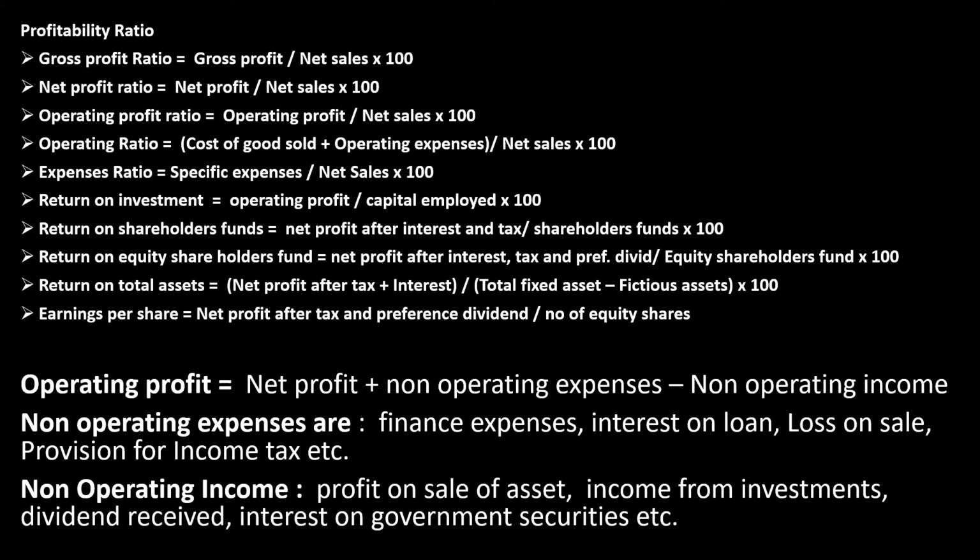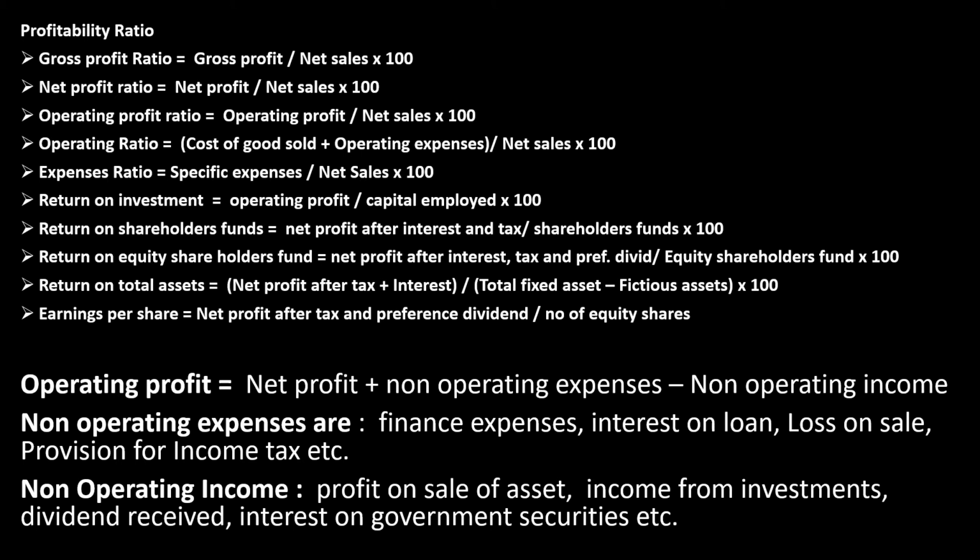Next, operating ratio. For operating ratio, cost of goods sold plus operating expenses. I know my cost of goods sold, sales minus GP. Operating expenses, I know what they are: any expenses other than non-operating expenses are operating expenses, divided by net sales into 100.